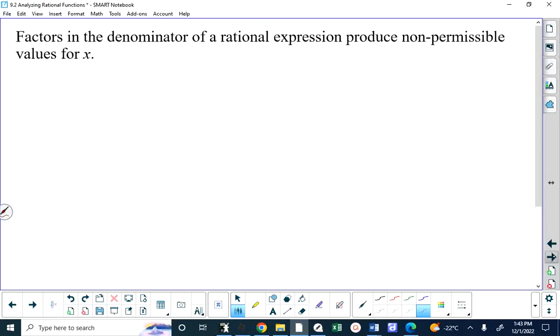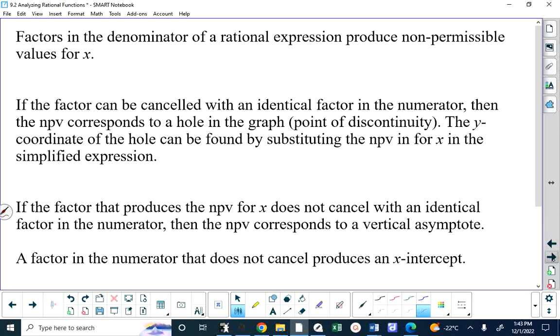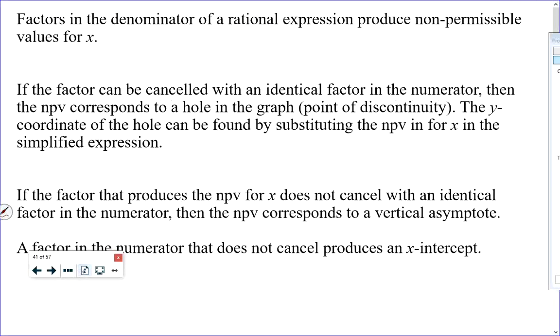So page 451, 1 through 10, I'm just going to put this up here so you can take a look at, this is just a summary. You can take a picture of it if you want. You can write it down if you want. Factors in the denominator are non-permissible values. If you can cancel, it's a hole. If you can't cancel, it's a vertical asymptote. And if you have a factor in the numerator, it's an x-intercept.